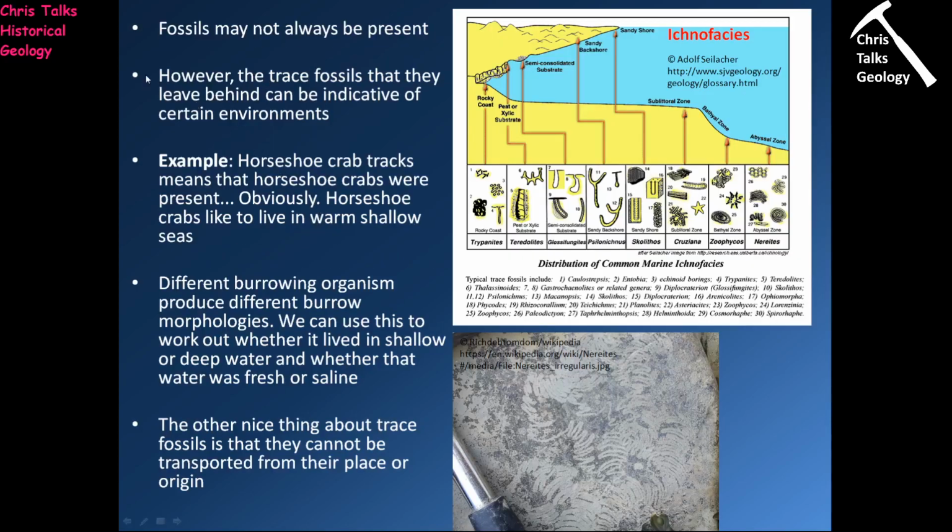So the final thing is we've already discussed how sometimes we don't have the fossil. The fossil itself can be lost, but we do have the trace. So the trace fossils that get left behind can also be indicative of certain environments. So as we've discussed horseshoe crabs, we know that horseshoe crabs like to live in shallow water, typically warm and normally muddy. So if we see horseshoe crab tracks, we have some idea of the type of environment we're looking at. But we can also use burrows.